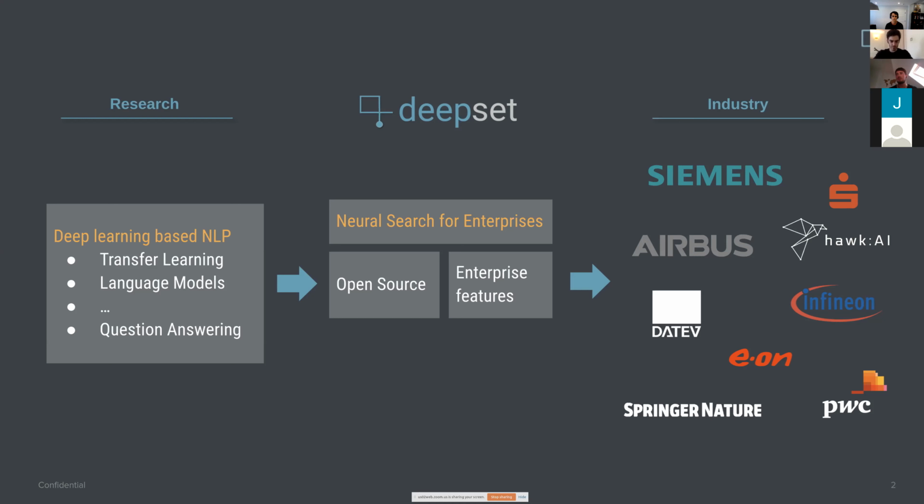Besides that, we were also quite early on the language model train and published the first German BERT paper, and are currently training other architectures, which should be released probably in the next weeks.